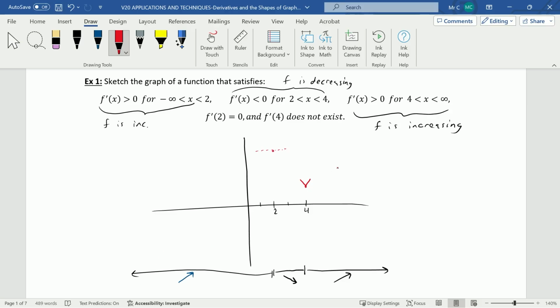And now, again, the graph is increasing all the way until 2, so I'll just draw something like that. And then it decreases down to here. And then it increases again for the rest of the interval. And that looks good to me.